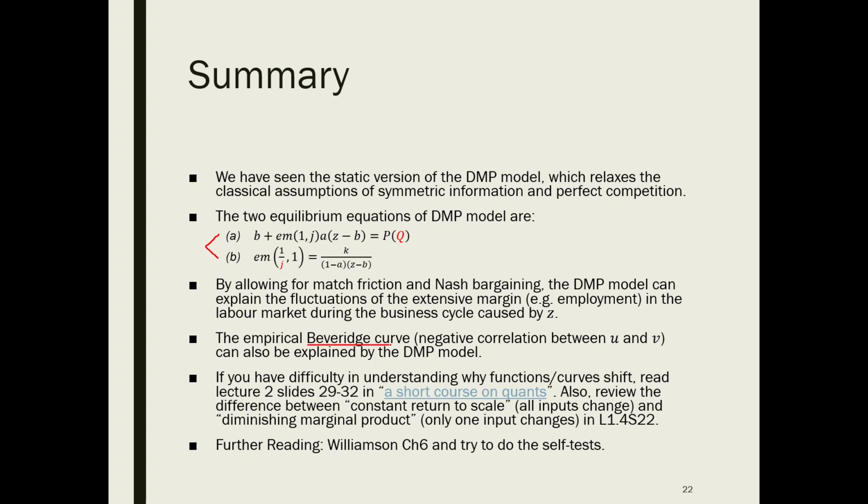The Beveridge curve is a negative relationship between vacancy rate and unemployment rate, which can also be matched by the DMP model. If you have difficulty in understanding the relationship between maths and graphs, please review the short course on quants. The relevant chapter in this textbook is chapter 6.